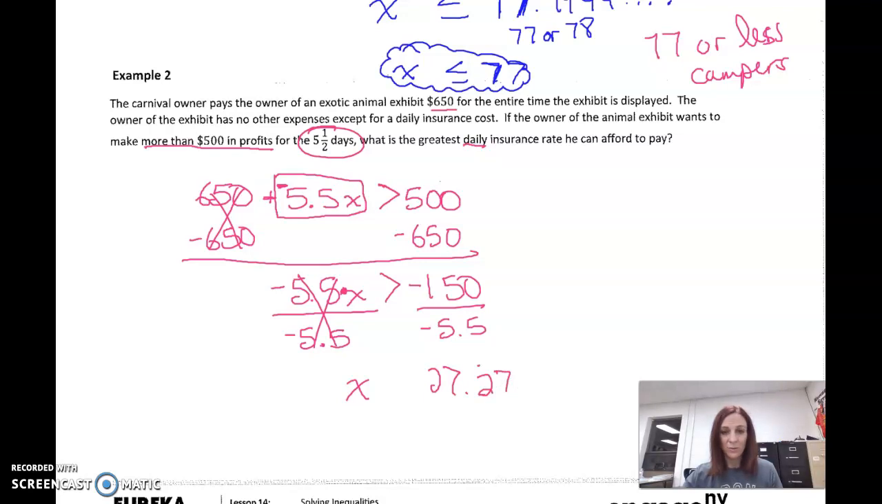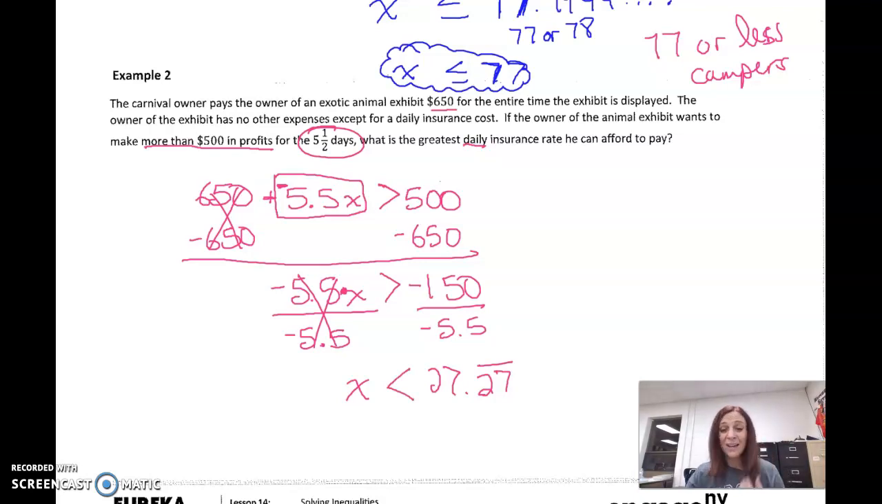27.27 repeating. Now, last thing I do before I bring that on that inequality, I ask myself the question, did I multiply or divide? Yes. By a negative number? Yes. You can answer yes to both those questions, okay? Doesn't matter if it's multiplication or division. Doesn't matter if the answer is positive or negative. If you divide by a negative or multiply by a negative, that's when we reverse that inequality. So instead of saying greater than, I'm saying less than.